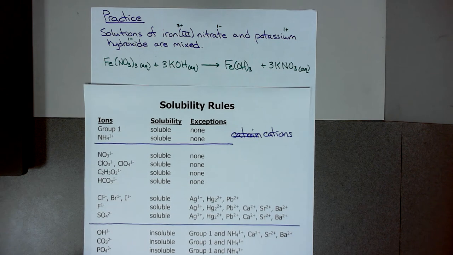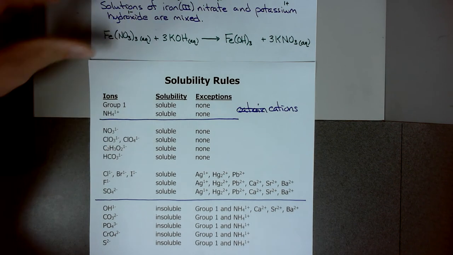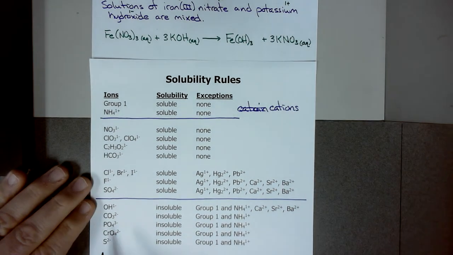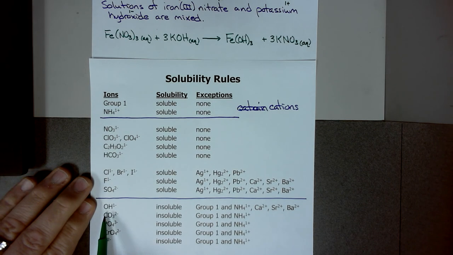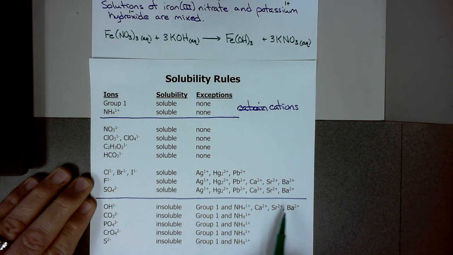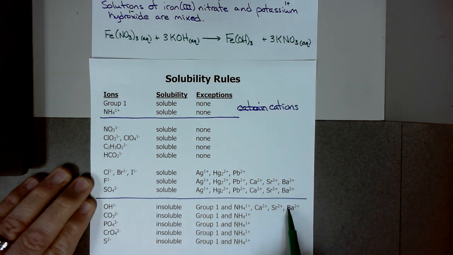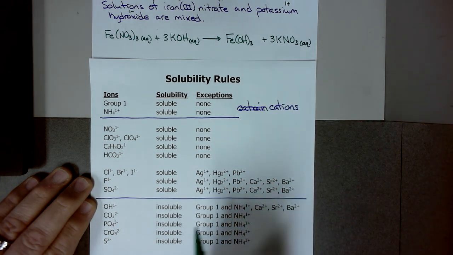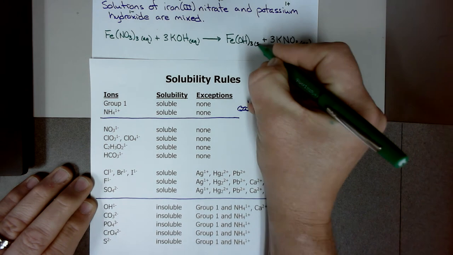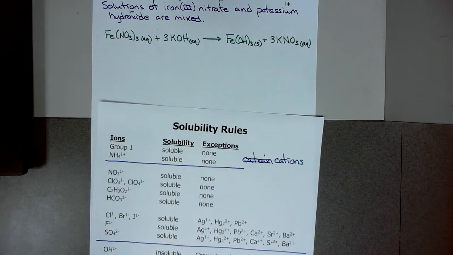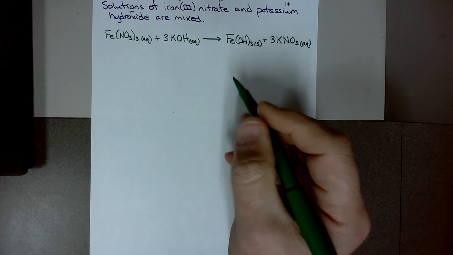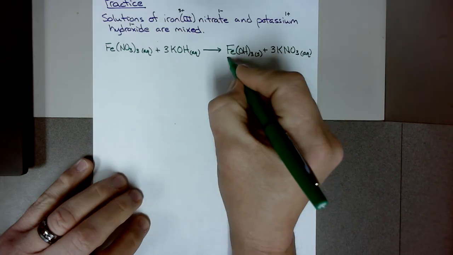So in this, we have iron hydroxide. So I look at my hydroxides down here, and it says all hydroxides would be insoluble or solids unless it's with group 1, ammonium, calcium, strontium, or barium. Well, this is iron. It doesn't include any of these, so it's got to be insoluble. So this is the solid. So that's the precipitate that forms in this reaction, right there.